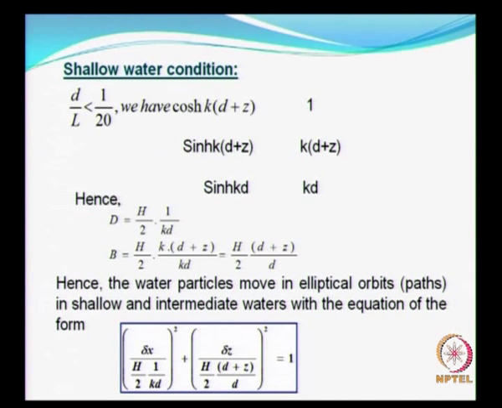Using these limitations, you will get d equal to this much and b equal to h by 2 into d plus z divided by d. Now you substitute in this, and I will get expressions as shown here. You see the size of the semi major axis and the size of the semi minor axis are different, proving that the particles in shallow waters as well as in intermediate waters will be moving as elliptical orbits. So if you physically stand there, you will be undergoing an elliptical orbit, provided you are in intermediate or shallow waters.